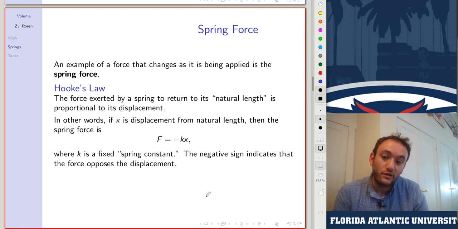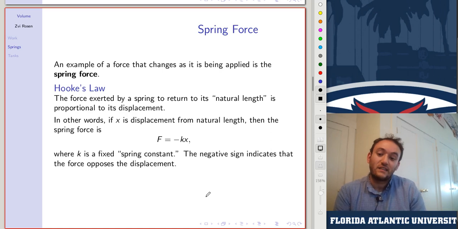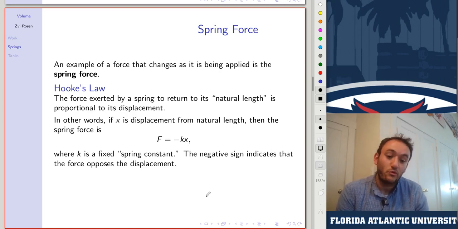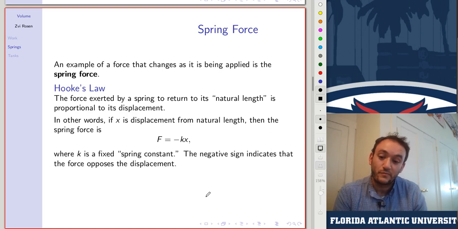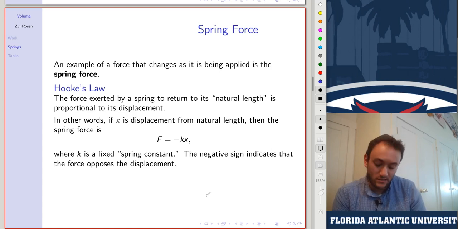Now we can move to spring force. An example of a force that changes as it is being applied to an object is the spring force. Hooke's law states that the force exerted by a spring to return to its natural length is proportional to its displacement. In other words, if x is displacement from natural length, then the spring force is F equals minus kx, where k is a fixed spring constant. The negative sign indicates that the force opposes the displacement.